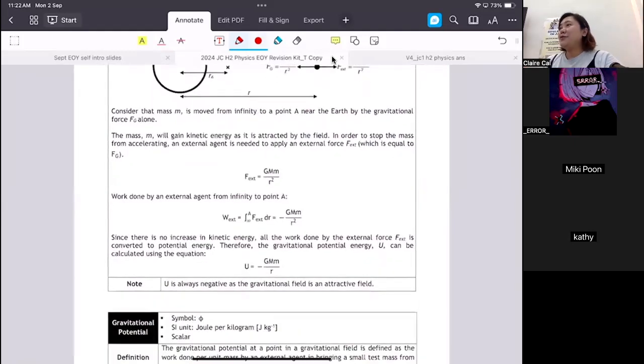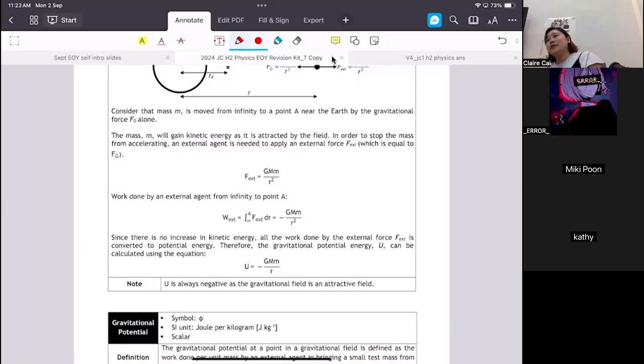So here's an interesting part and also a question: why is your gravitational potential energy always negative? Don't know yet? So let's go back to the derivation we were discussing just now. PE equals work done, correct? Work done equals force times distance. So in your work, energy, power chapter, there's a special case where you can have negative work done. What's the special case?